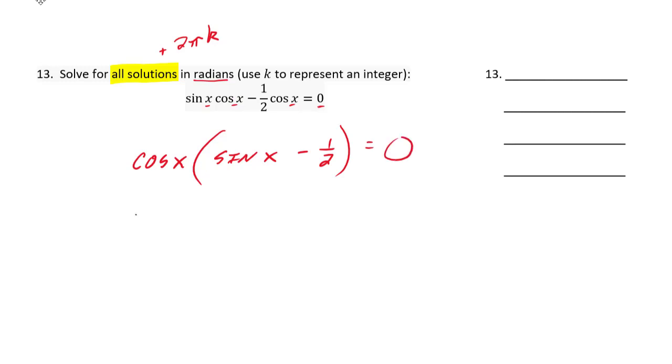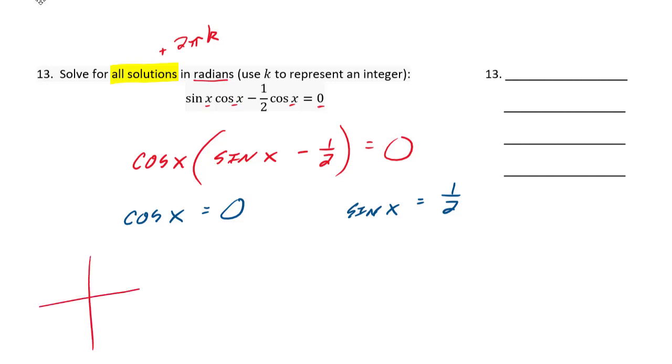And all of that still is equal to 0 because of what was on the right side, and now, because I've turned it into a product, I should be able to just separate it and say if cosine of x was equal to 0, the whole thing would 0 out. And the second one is if sine of x equaled, go ahead and add the 1/2 over, equaled positive 1/2, the whole thing would be 0 as well.